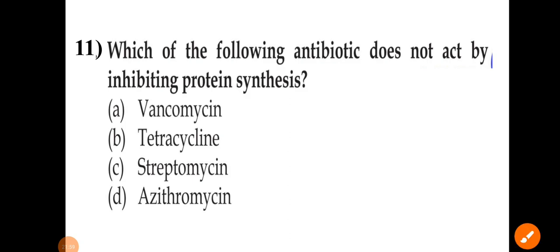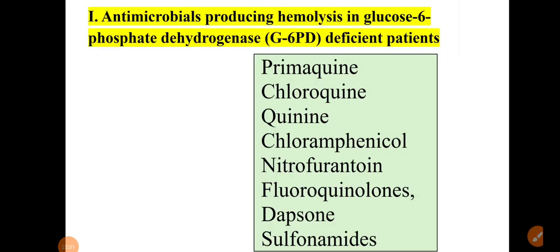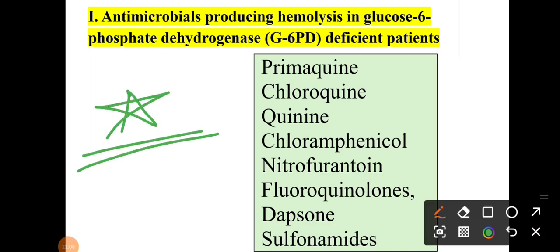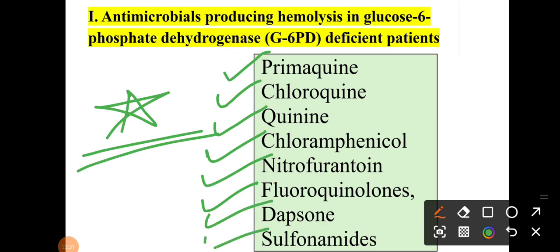Okay, so here are some important points regarding your antimicrobial agents. So this question is also asked many times in the exam. Okay, so antimicrobials producing hemolysis in glucose 6-phosphate dehydrogenase deficient patients. So which drugs produce hemolysis in glucose 6-phosphate dehydrogenase deficient patients? So the primaquine, chloroquine, quinine, chloramphenicol, nitrofurantoin, fluoroquinolones, dapsone and sulfonamides.